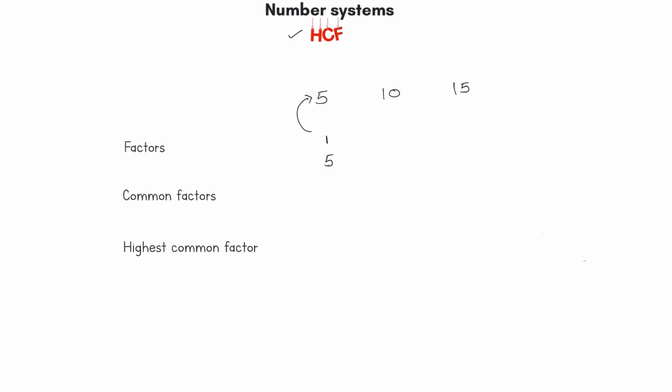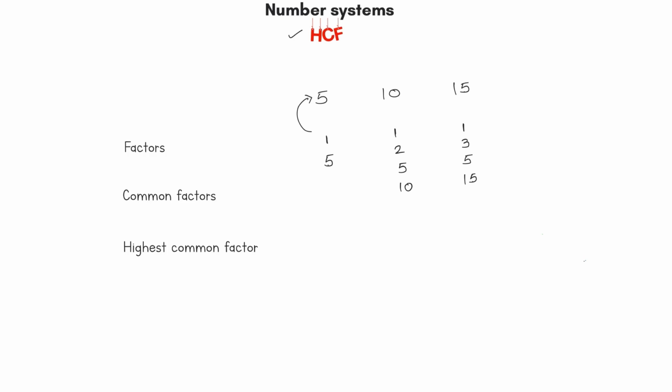Now what are the numbers which divide 10? 1 10s are 10, 2 5s are 10, 5 2s are 10, 10 1s are 10. So there are 4 numbers which divide 10. Similarly, what are the factors of 15? The numbers which divide 15 will be 1, 3, 5, then 15. That's what I can see here.